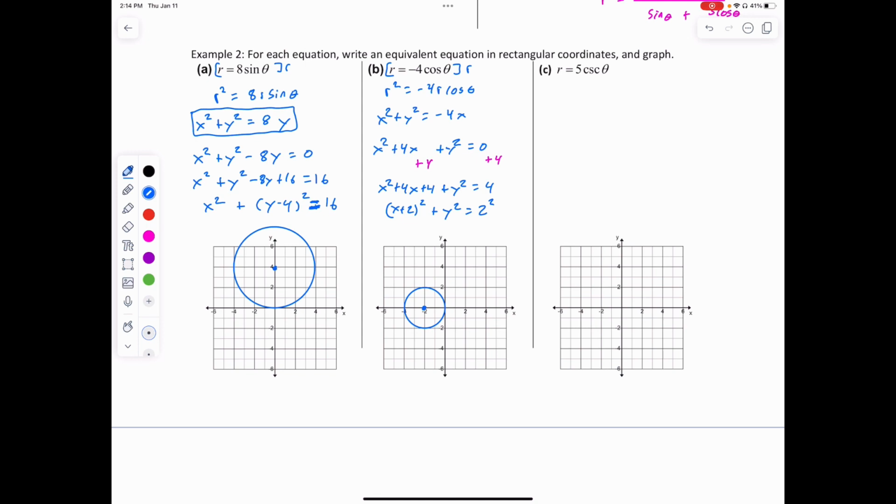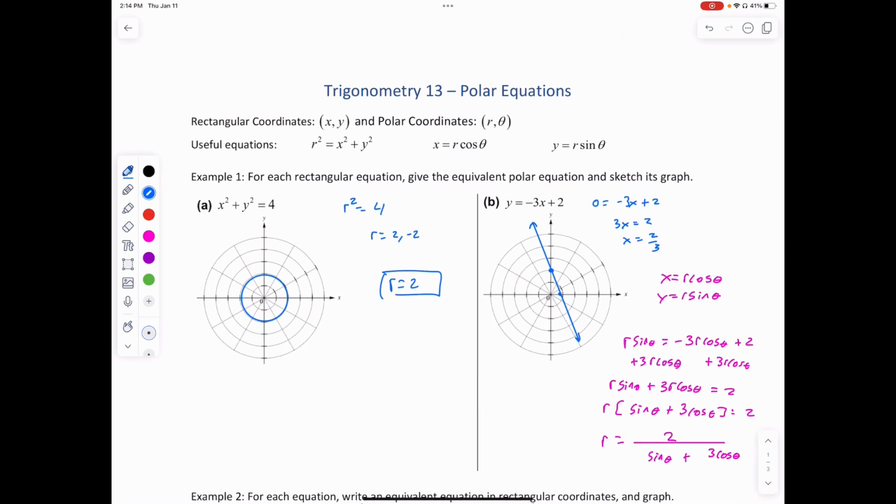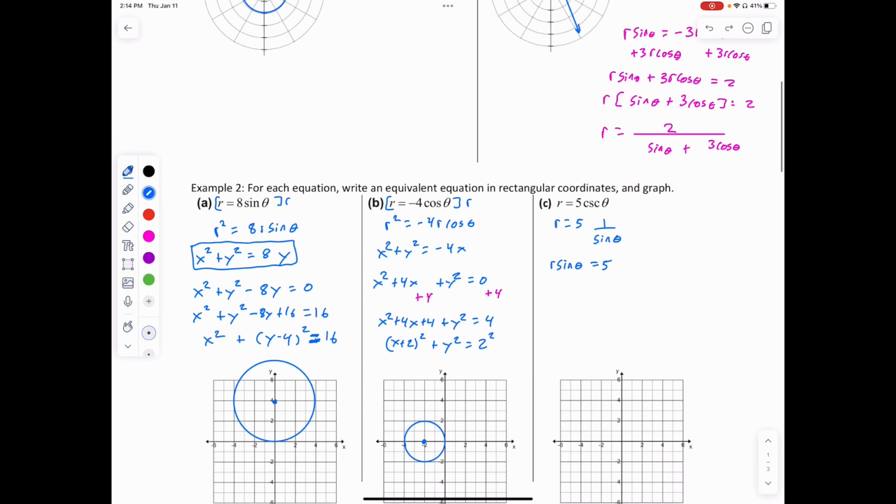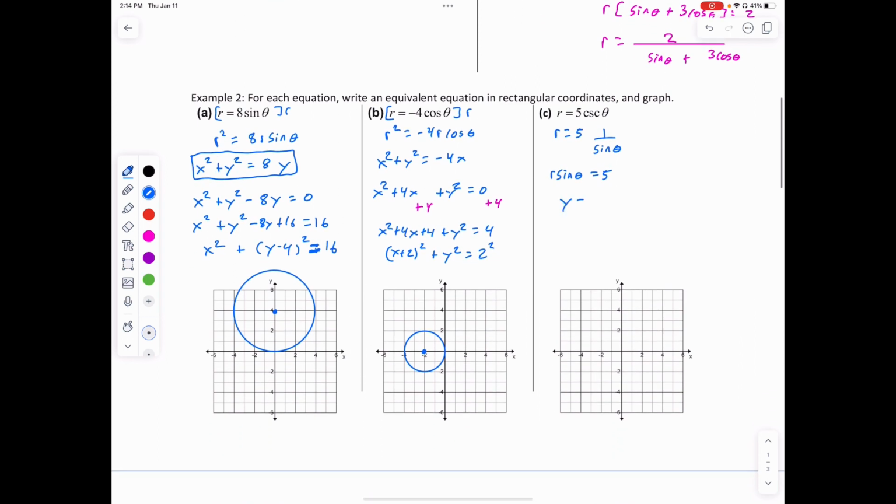Now this last one is 5 cosecant of theta. I'm going to use the fact that this is the same thing as 1 over sine of theta. And the reason I'm going to do that is because I can now multiply by sine of theta on both sides and get r sine theta equals 5. But what's r sine theta? r sine theta is just y. So this is really y is equal to 5.